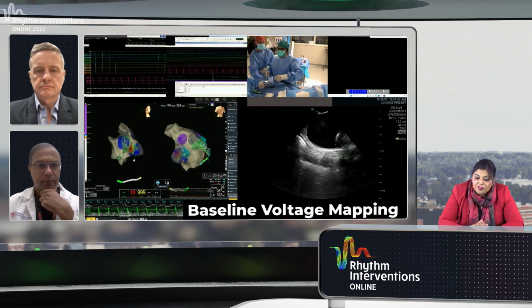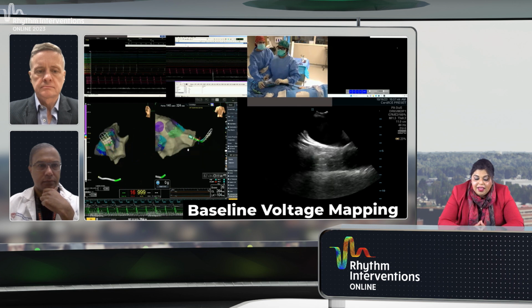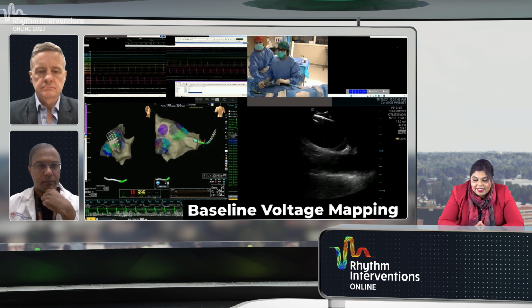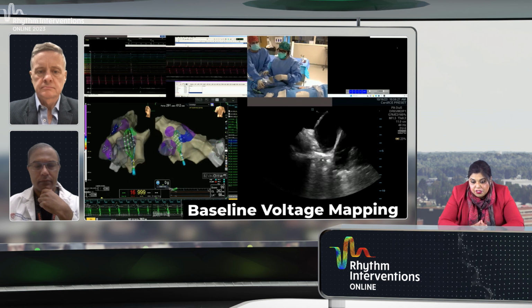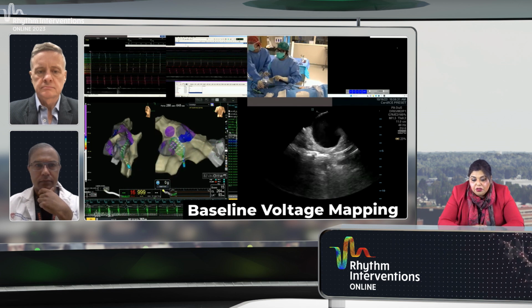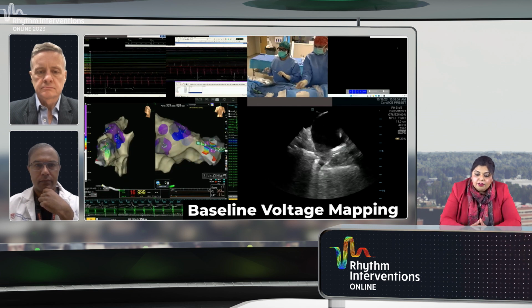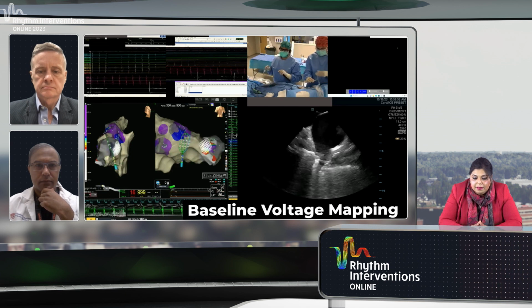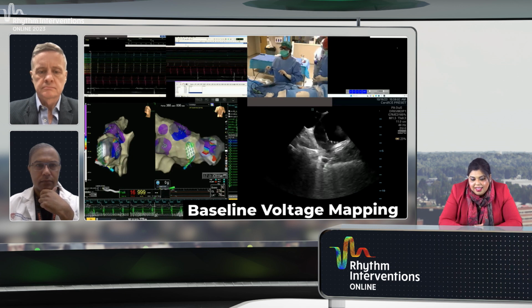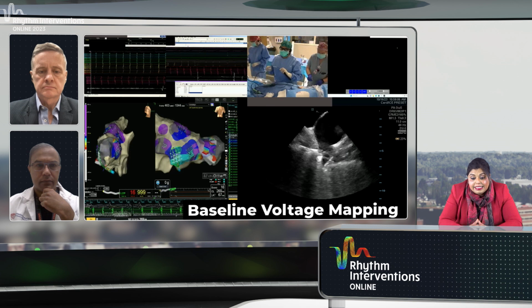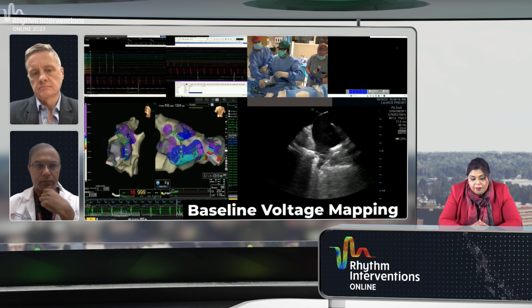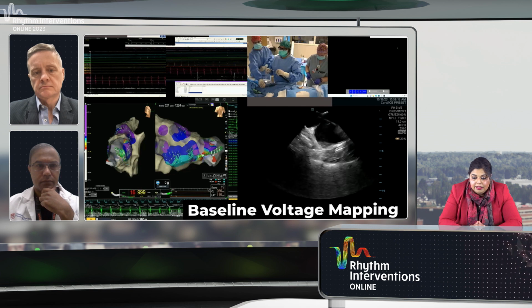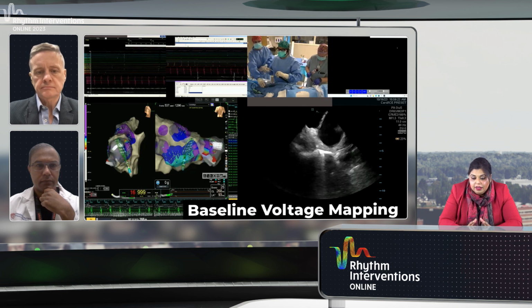So Richard and Atul, feel free to jump in as we're doing this case and comment along. And I'm assuming Musa is going to join us soon as well. But here you can see we're doing a baseline voltage mapping, and you'll see that as we're moving, this is actually using the Insight X system and the grid catheter, and that's what the star mapping system is integrated with for its use.